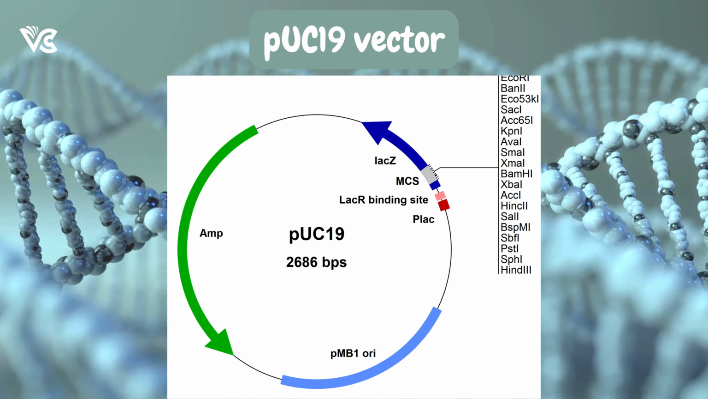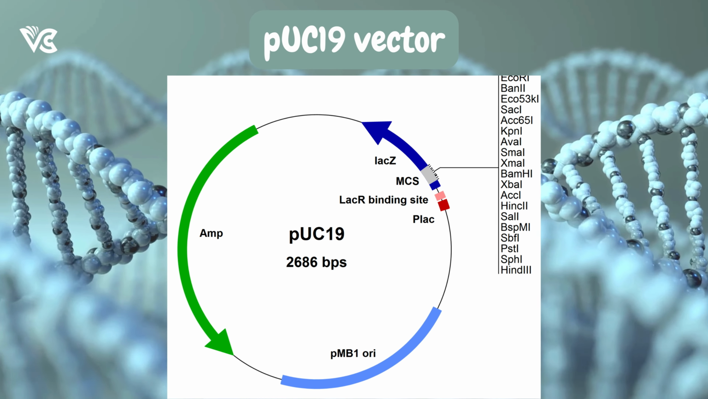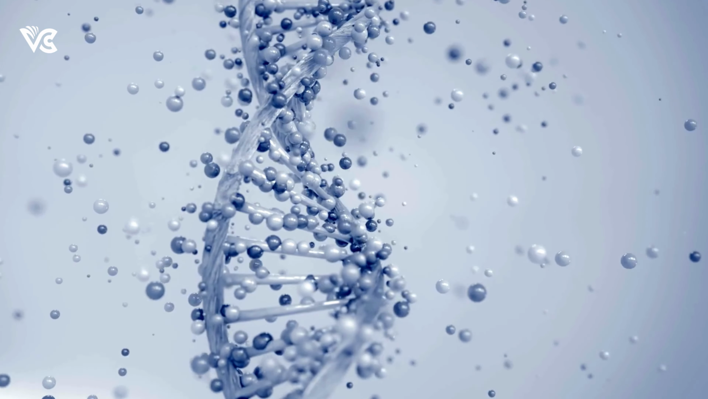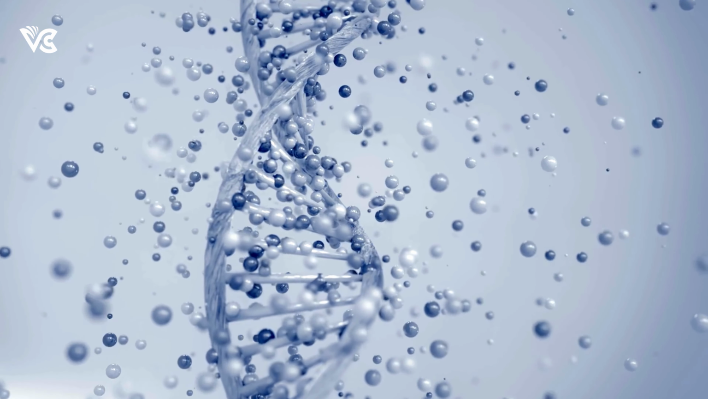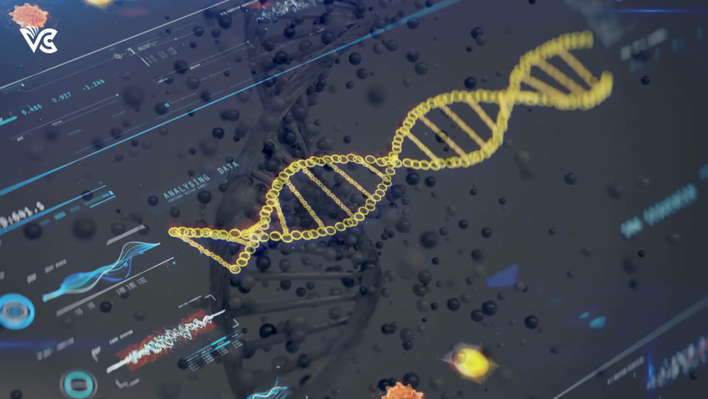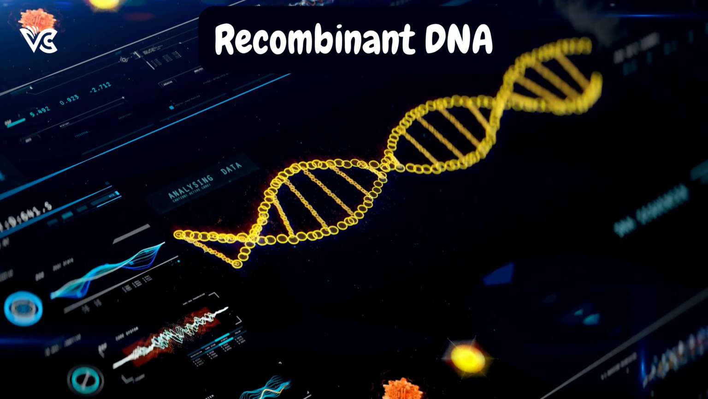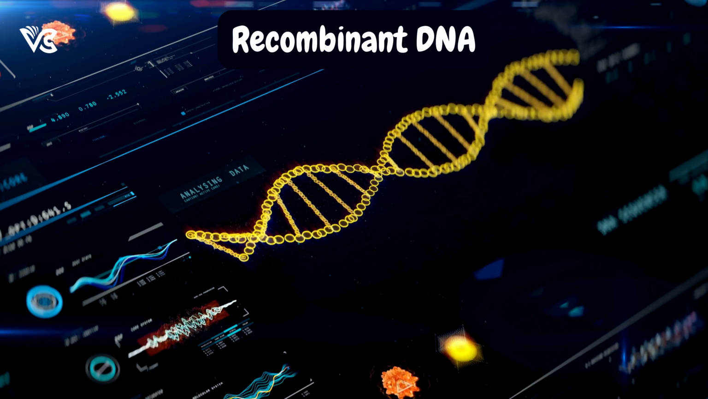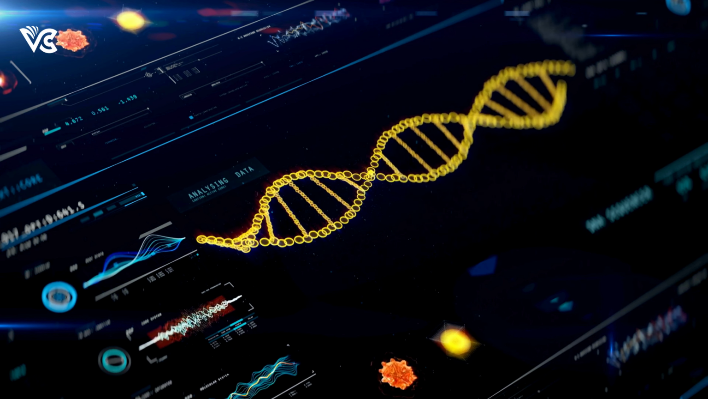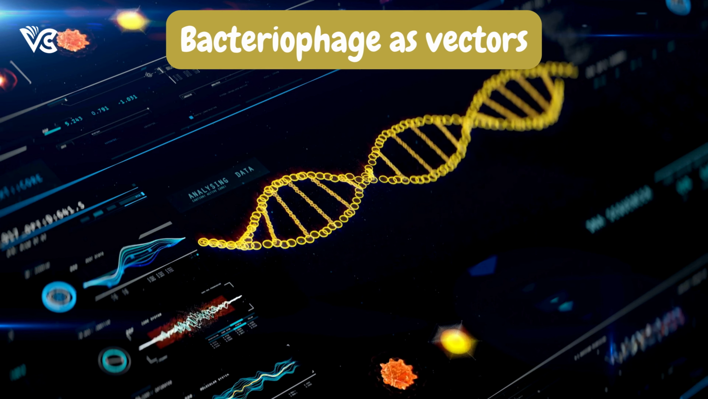In short, we can say plasmids are versatile, replicable DNA fragments used in biotechnology as vectors to insert and propagate genes within host cells. Their natural properties, combined with genetic engineering, make them indispensable tools in the field of molecular biology for gene cloning and the production of recombinant DNA. Now, we shall discuss the role of bacteriophages as vectors.